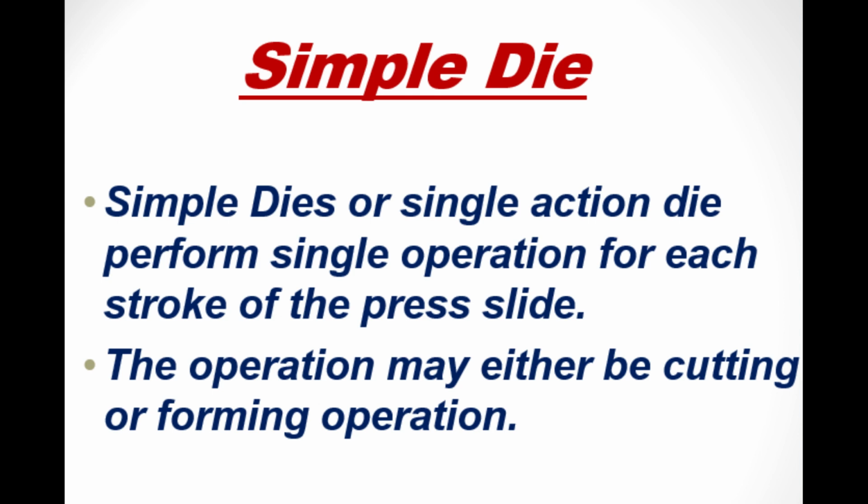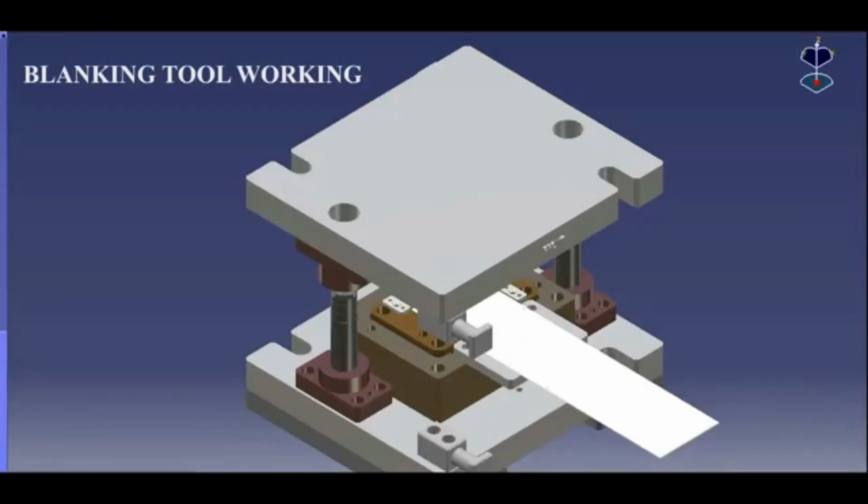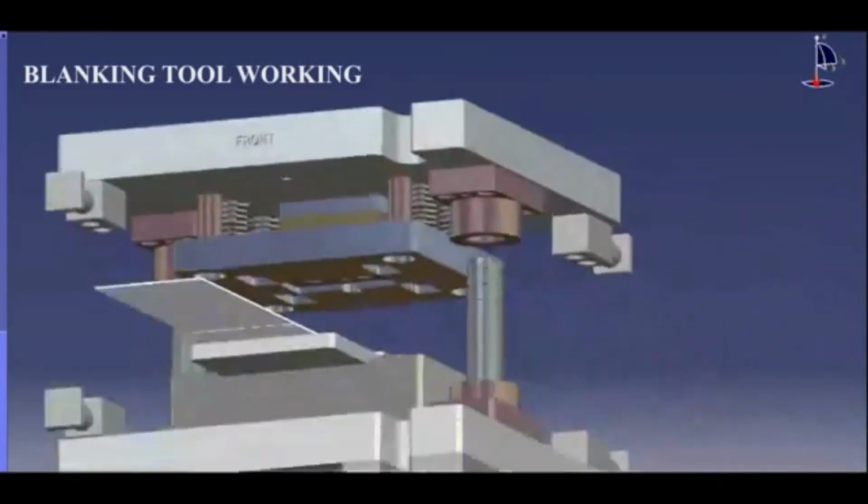Now, what is a stroke? The stroke of a press machine depends on the type of operation. Like in blanking, the stroke length is short, but in bending or drawing operations, the height of the drawing or bending is added to the stroke length, so it may increase. Okay, now you can see how the simple die acts.